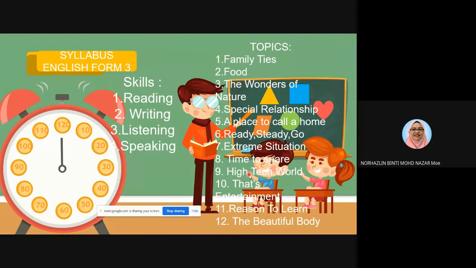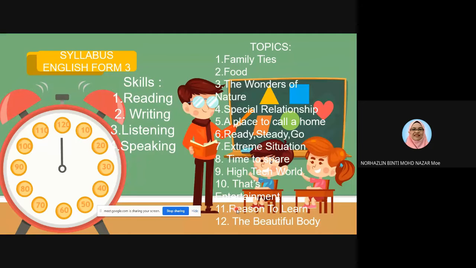Unit 9, high tech world, talk about technology and gadgets. Unit 10, that's entertainment. You're going to talk about your favorite music, different types of instruments. Unit 11, reason to learn. Talk about school and education: why are you learning, why are you studying, why you have to be in school, why you have to be at home. This year, next year, not sure about next year.